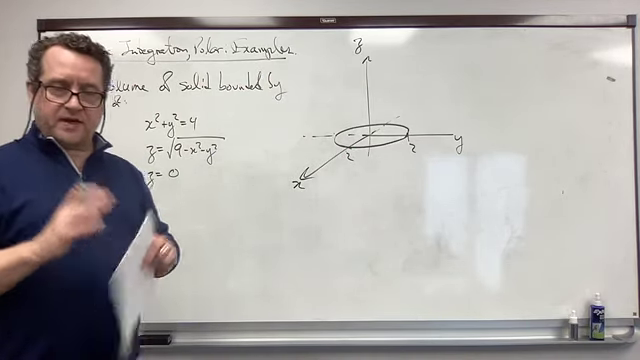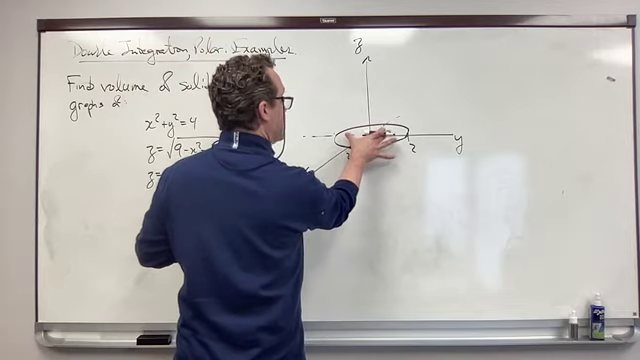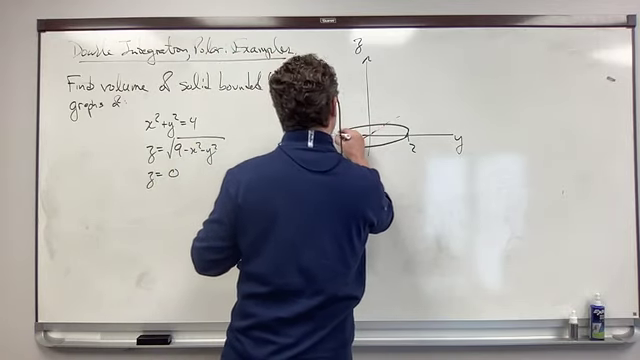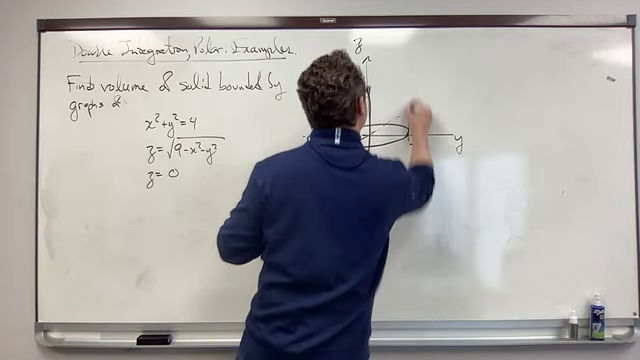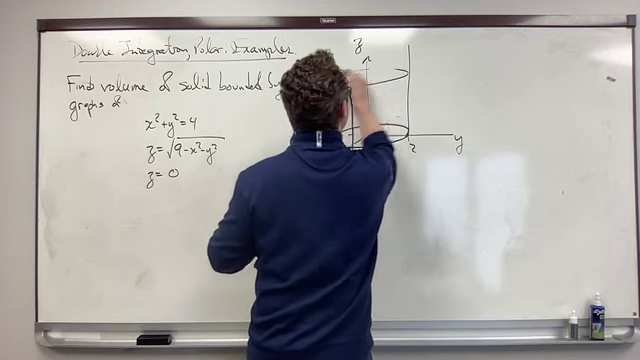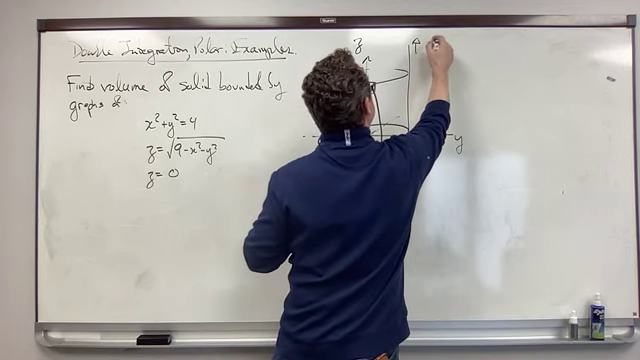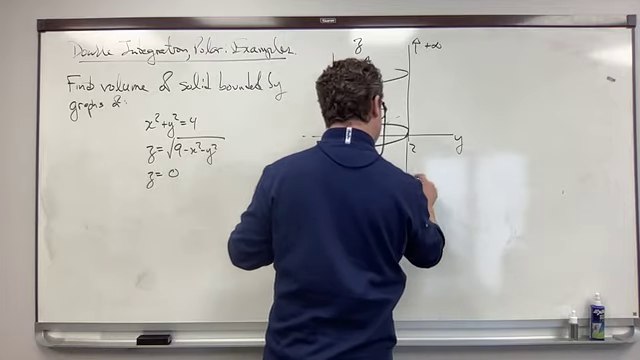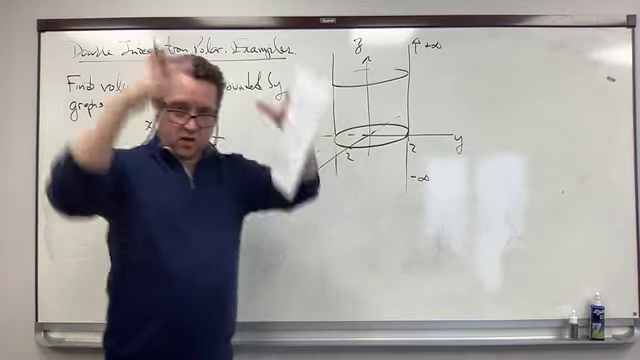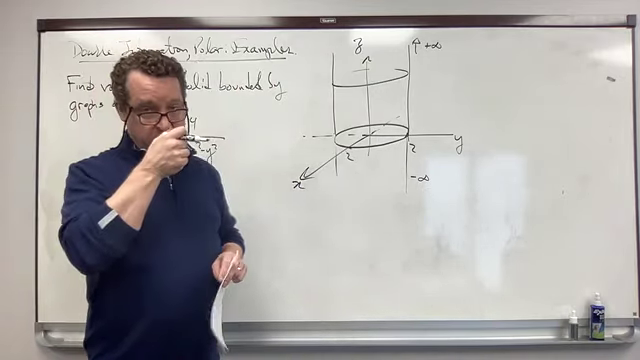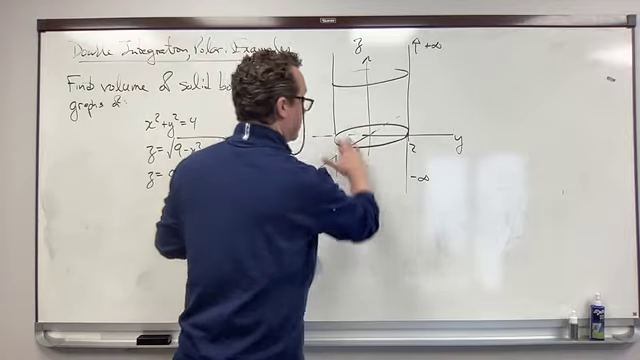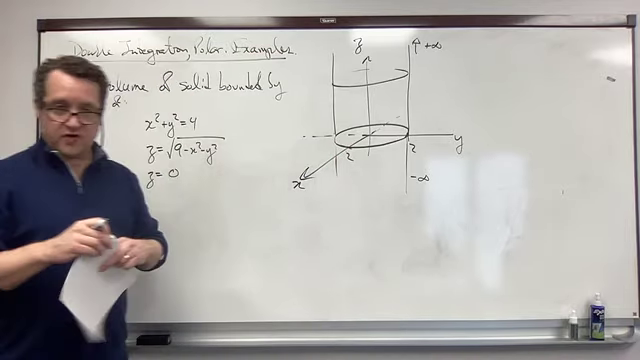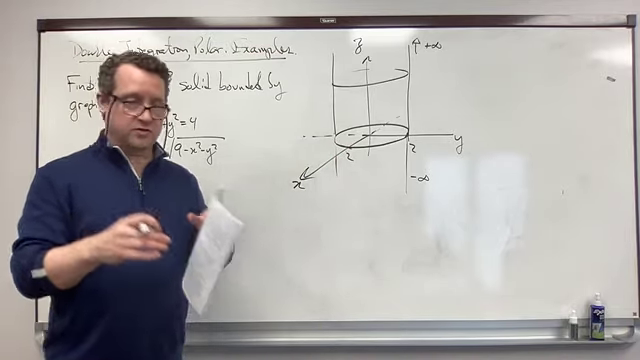But because we're in R3, we have to think of this as being true for all z. So this is true no matter what z you have. So actually this is a vertical cylinder that goes to plus infinity, and then it also goes down to minus infinity. So it's an infinitely long cylinder in the vertical direction, whose cross-section is a circle of radius 2. So that's the first object we have, a vertical cylinder.